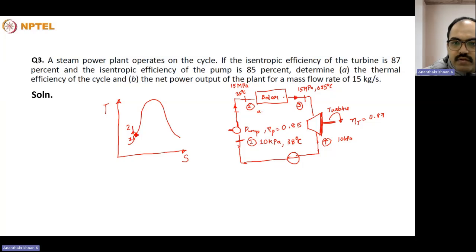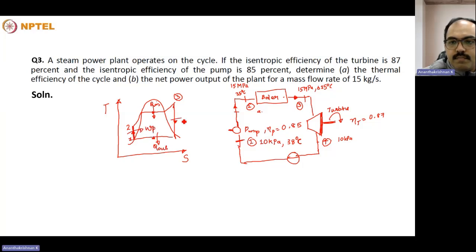an ideal cycle. So there will be an isentropic pumping process 1 to 2, and then there will be heat addition in the boiler, constant pressure process, heat input, which is a point 3. Then there will be this isentropic process where it expands in the turbine and then the condenser, heat rejection.